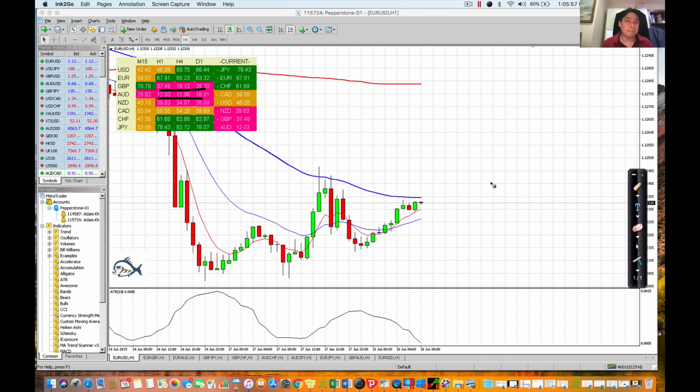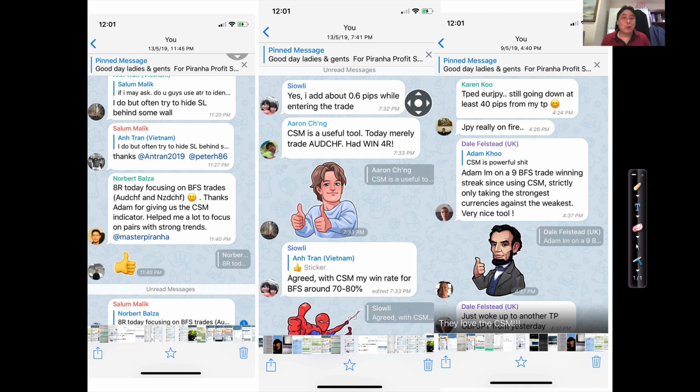So here's a little peek into our Telegram chat group community. We've got over 700 traders who trade live every single day in this chat group where we mentor each other, we help each other to find trade setups, and you can see how powerful the currency strength meter is, or we call it the CSM meter, right? So these were some of the recent screenshots. This is from Norbert. I think Norbert's from the Philippines, if I'm not wrong. He says 8R today.